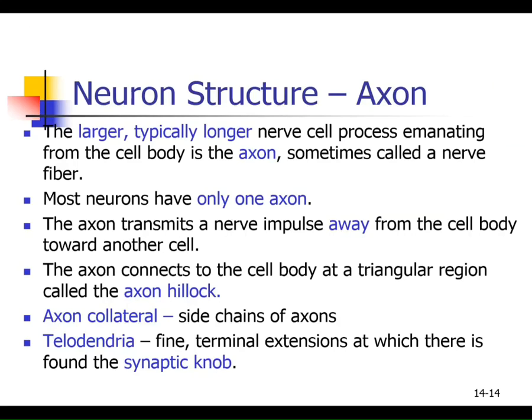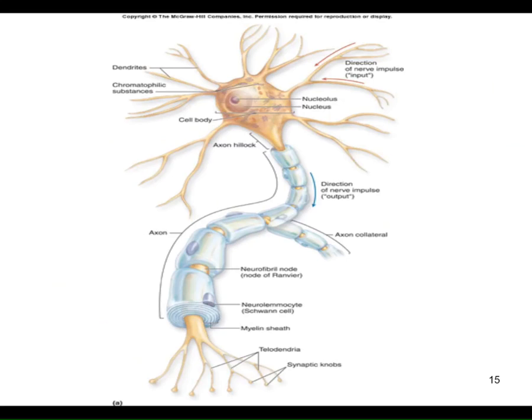And so at the end of the axon will be these little tiny branches called the telodendria. Other books will call them the axon terminals. Same thing. Axon terminal or telodendria. And at the very, very tippy end of those telodendria will be little swollen areas referred to as a synaptic knob. Okay, here it is all labeled for you. And let's look at this cell and learn how to label this beautiful cell.